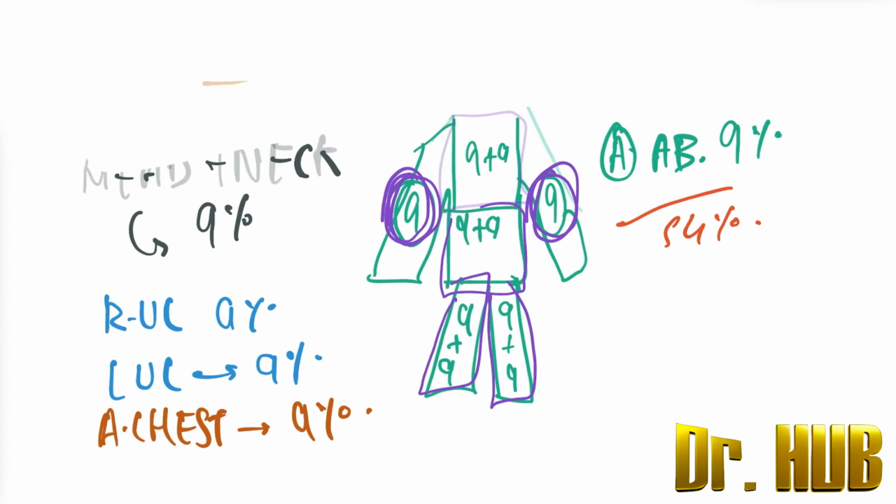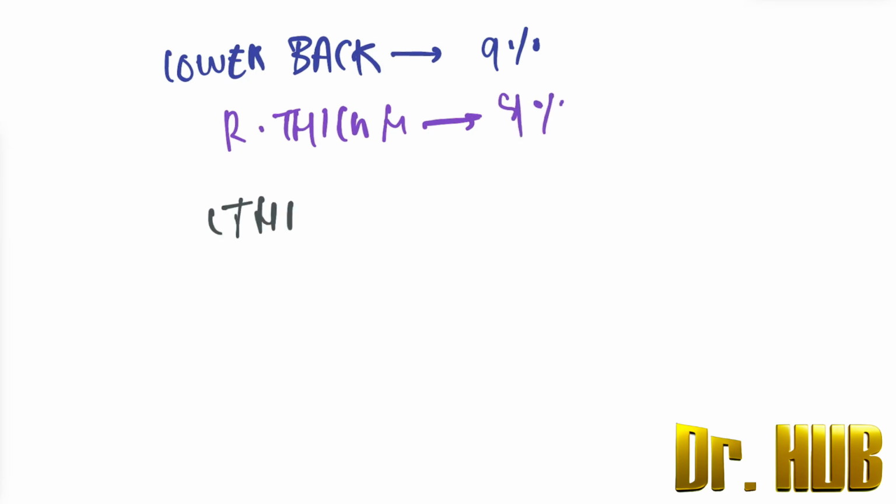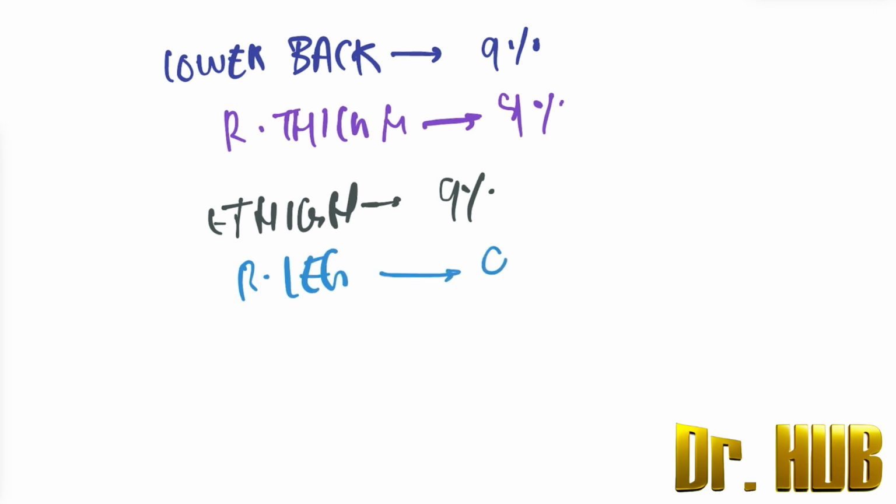Now looking at the other half, the lower back is about 9%. Then the right thigh is about 9%. Next is the left thigh. The left thigh amounts to 9%. Then the right leg amounts to 9%. The left leg amounts to 9% as a whole.